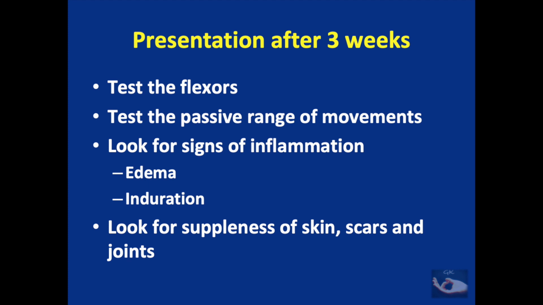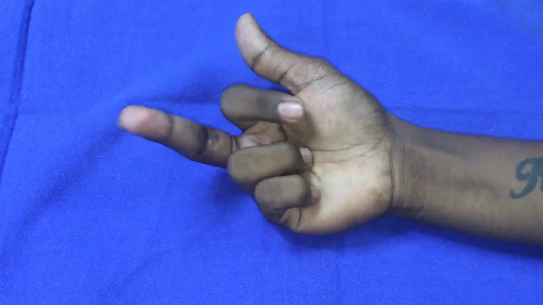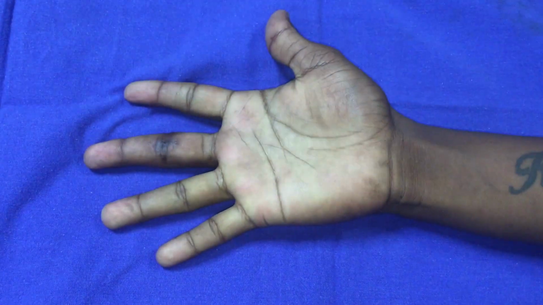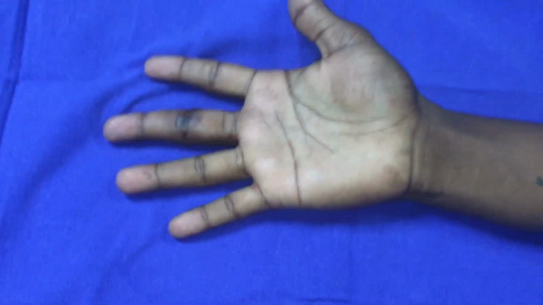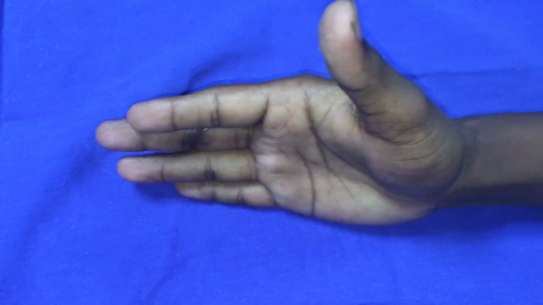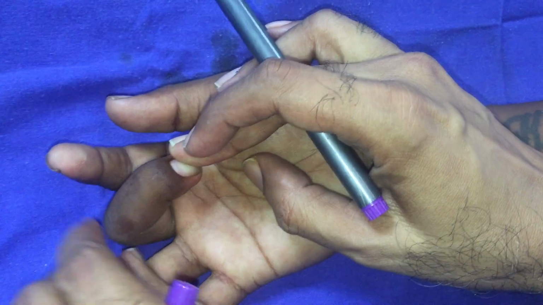Here, the priorities would be to test the flexors, to test the passive range of movements, since there may be some stiffness in the intervening 3 weeks since the injury. We then need to look for signs of inflammation like edema and induration, which will postpone the plan of management of such presentations. We need to look for suppleness of the skin, of the scars that may be present and the joints before we plan for any reconstruction. For example, this patient sustained an injury 1 month ago and he presented with a scar and inability to flex the finger. So obviously he has a flexor tendon injury, but on examination of the passive range, it is found that there is a stiffness at the proximal interphalangeal joint.